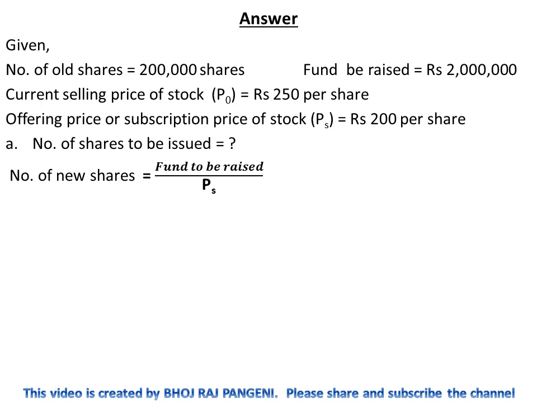The number of shares to be issued equals the fund to be raised divided by PS. Have a look at the given information: fund to be raised equals 2 million and the subscription price PS equals 200 per share. Now we get the number of new shares equal to 10,000 shares.